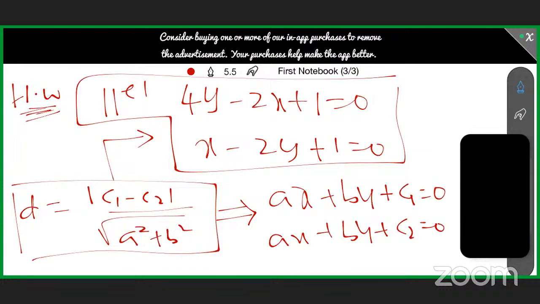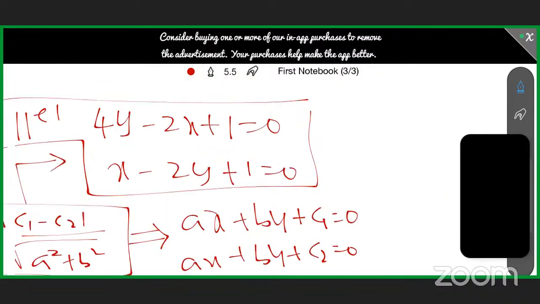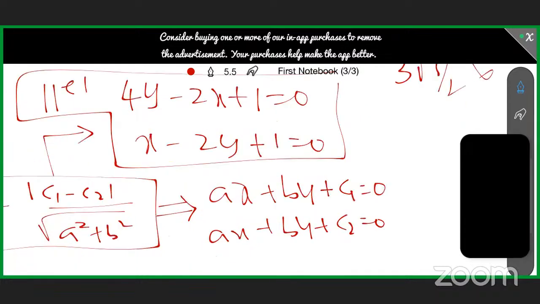So the answer is 3 root 5 by 2. No answer once again. Hello, can you repeat the answer, please? 3 root 5 by 2 sir. Sorry, wrong answer. I expected that you will tell this answer wrong.